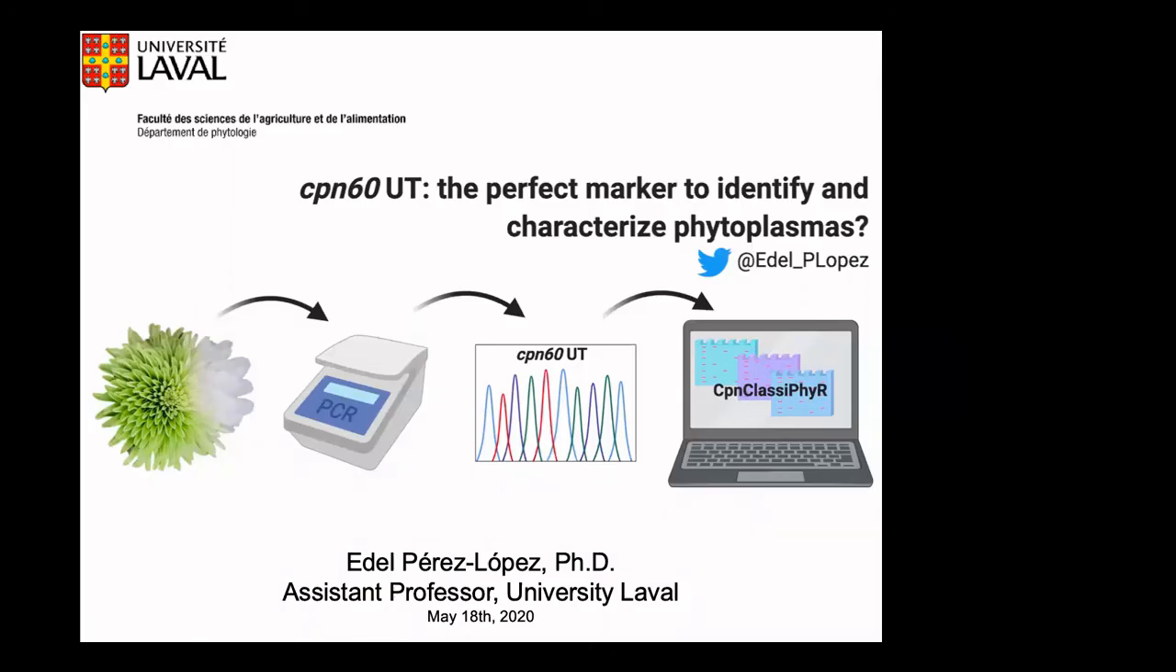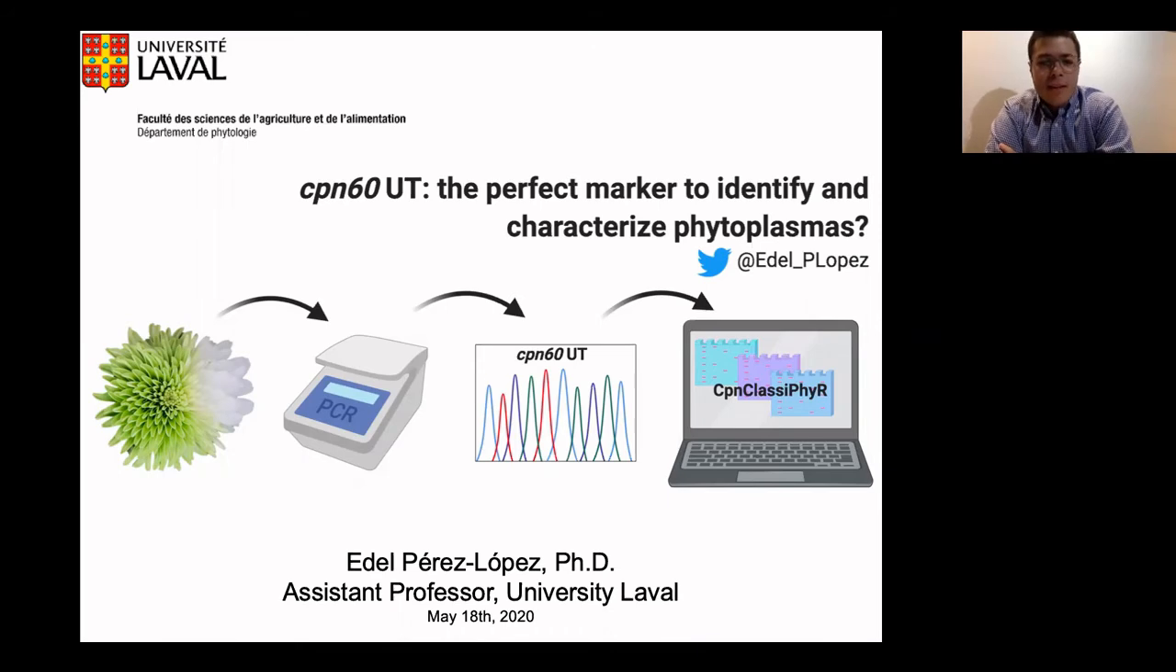So thank you very much for this opportunity. I think that is an amazing initiative, to be able to see some science during this COVID-19 crisis. And the name of my presentation is CPN60UT, the perfect marker to identify and characterize phytoplasmas.